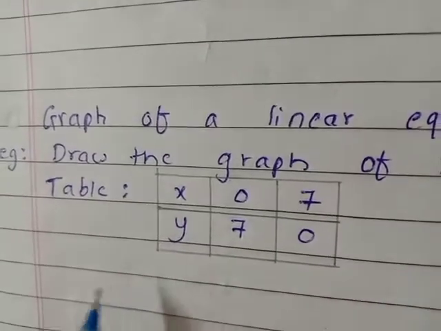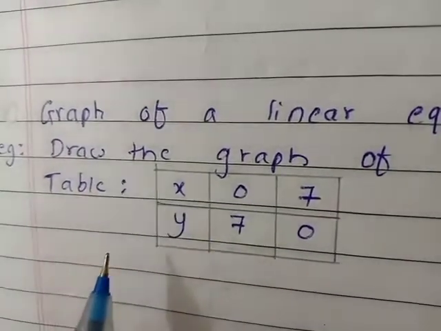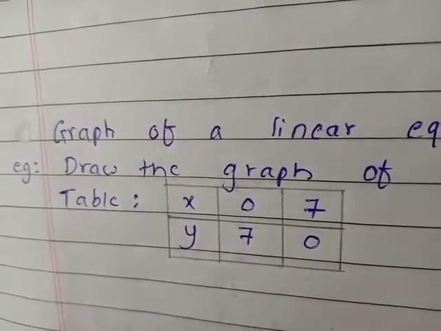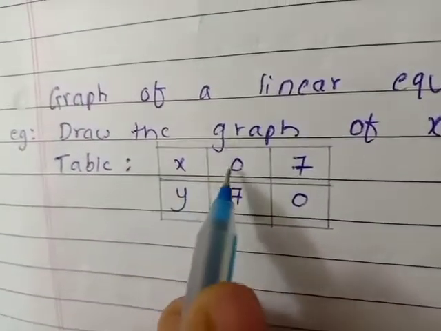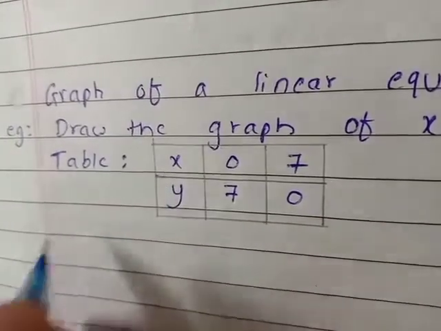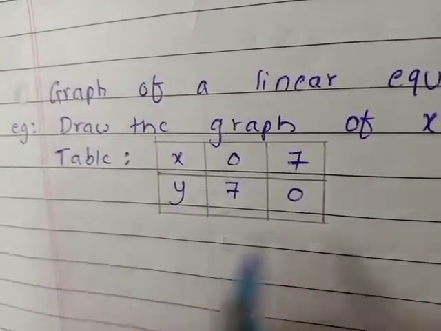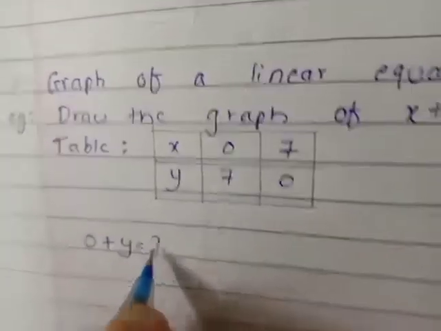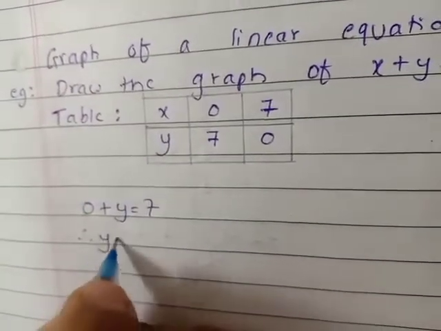Now for drawing a line, we need at least two solutions of this equation. Now we will put the value of x as 0 first. When we put the value of x as 0, what we will get? x is 0 plus y equal to 7. Therefore y equal to 7.